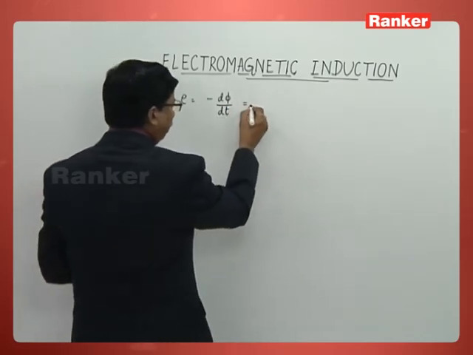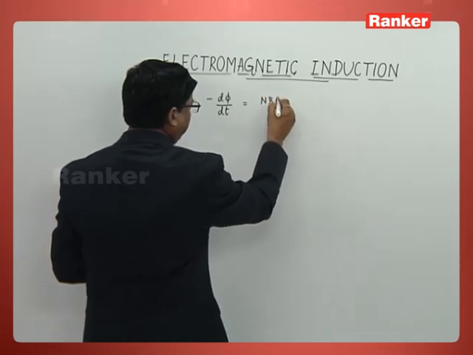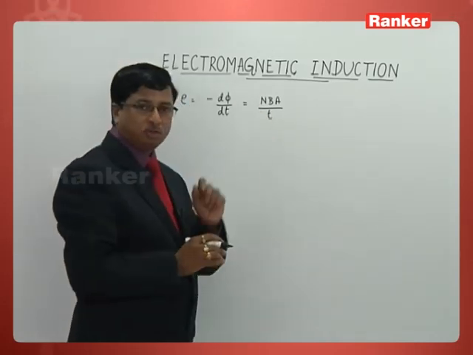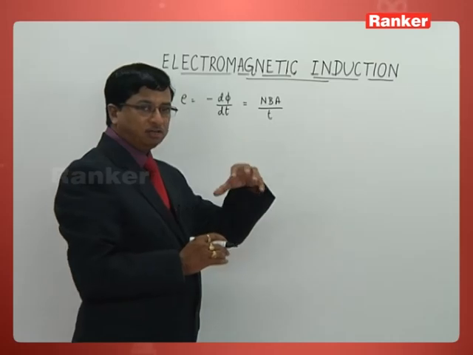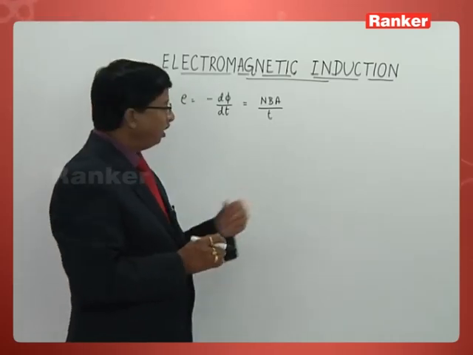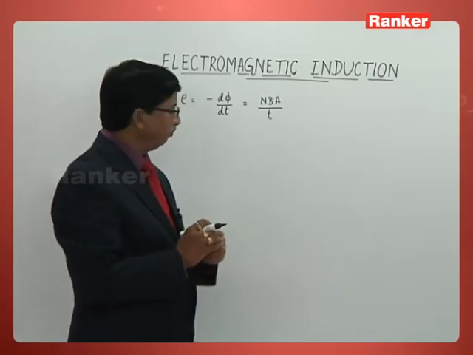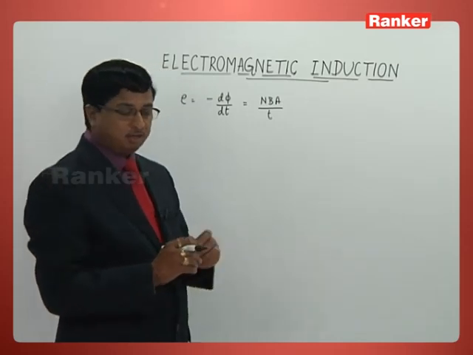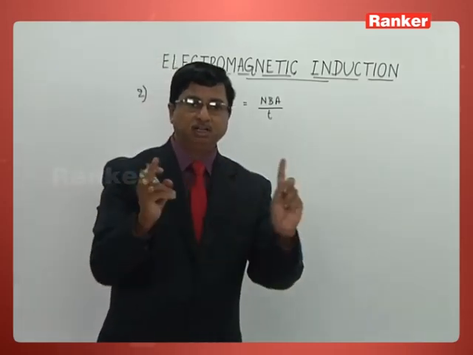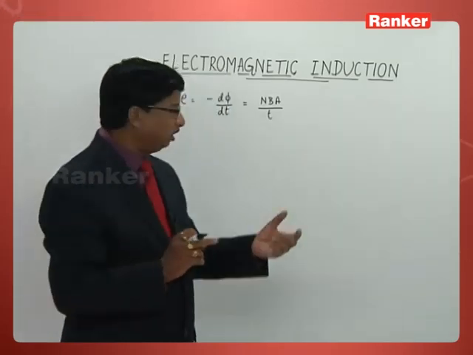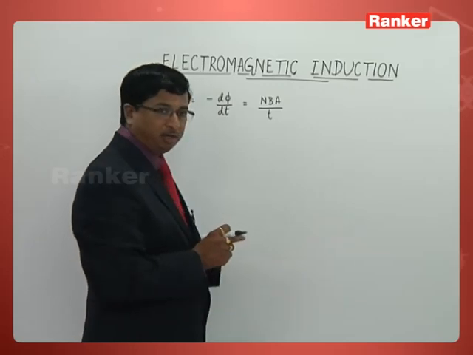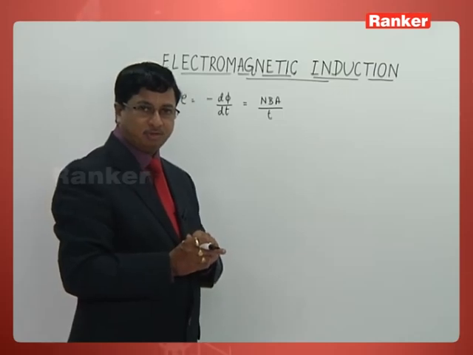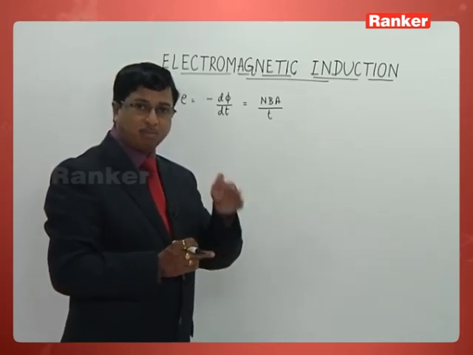That if I write in general, I can write NBA by T. You can understand N being the number of turns over here. B is the magnetic induction in which the coil has been suspended, and A is the area of the coil. Fine, by T. But again he is giving in this particular case that the coil has been rotated by 180 degrees. Rotated by 180 degrees means immediately you should get in your mind that this d phi now becomes twice phi. That is minus phi, again minus 2 phi.